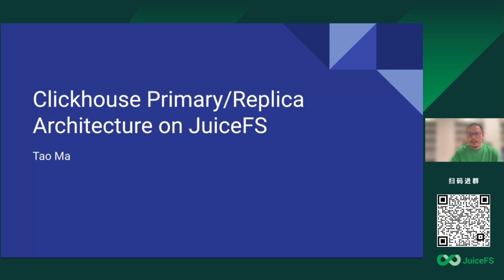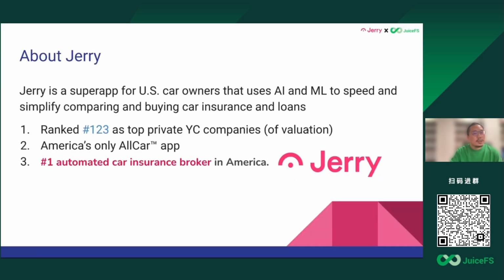You all may not be very familiar with our company. The name of our company is Jerry. We are a car ownership app that manages your ownership of a car. What we mainly do is utilize AI and automation technology to simplify your comparison and purchase of automobile insurance and vehicle loans. We are presently the top-ranked application in this industry in the United States, and by the year 2023, we are positioned as the 123rd company in the YC organization.